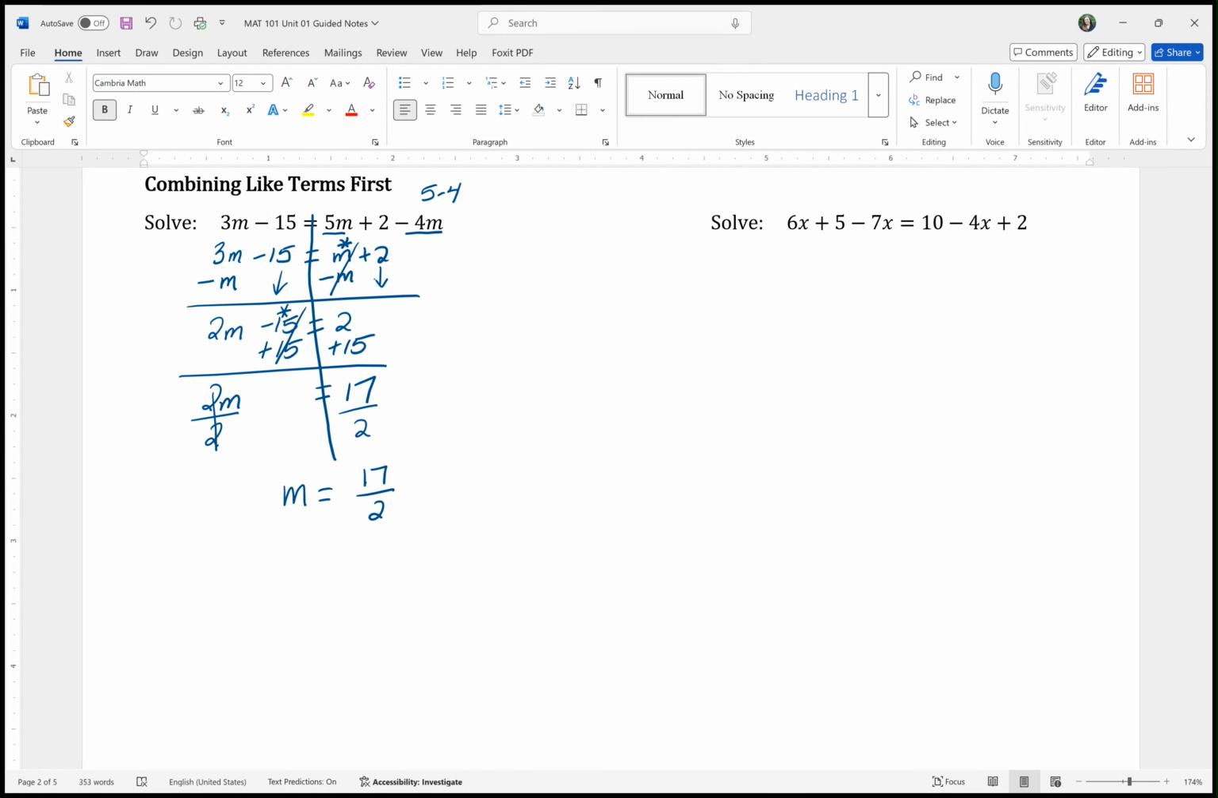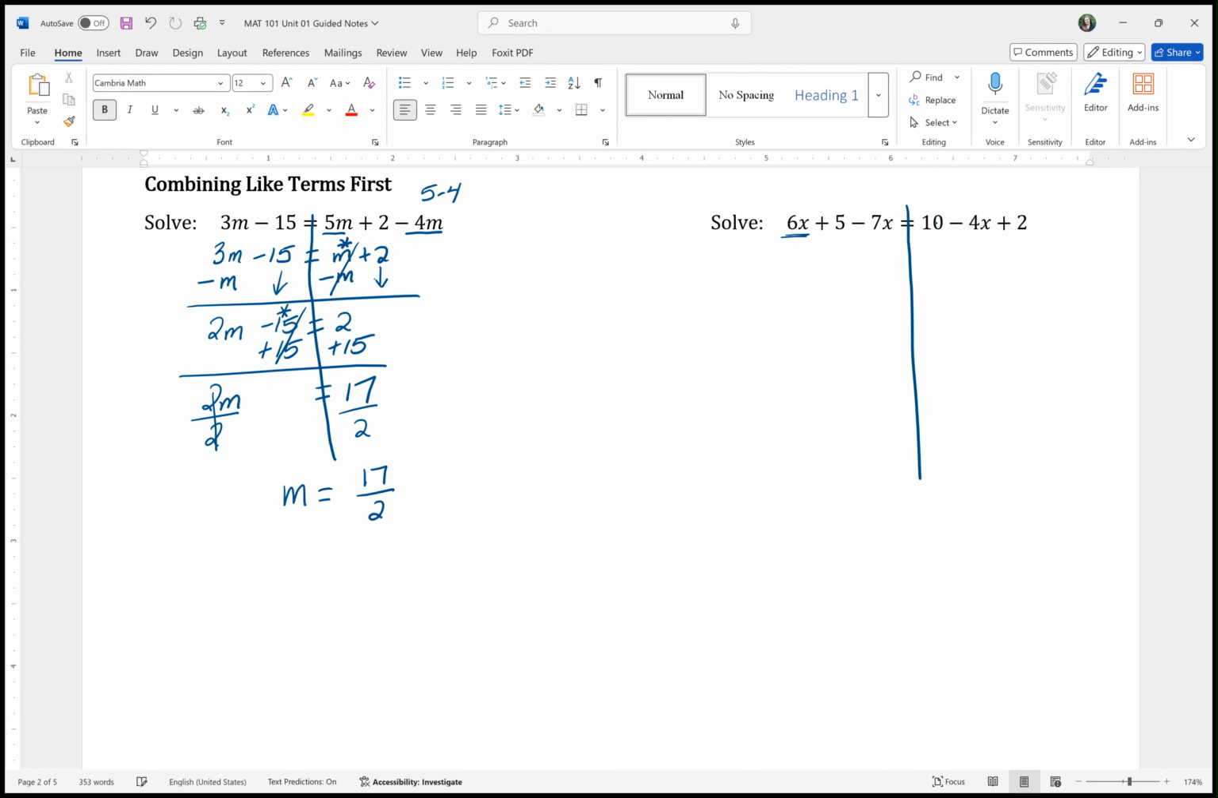Let's look at our next one. We've got 6x plus 5 minus 7x equals 10 minus 4x plus 2. It's pretty clear that if you've got more than two terms on either side, that you've got to do some combining before you do any moving or doing opposite operations, okay? All right, and you don't have to keep writing this line down through the middle. That's up to you. On the left-hand side, we need to combine like terms.